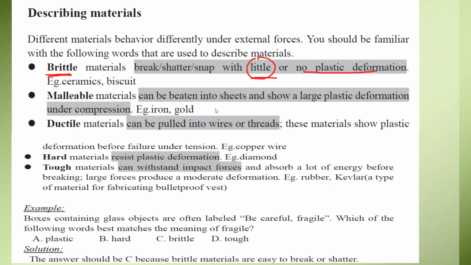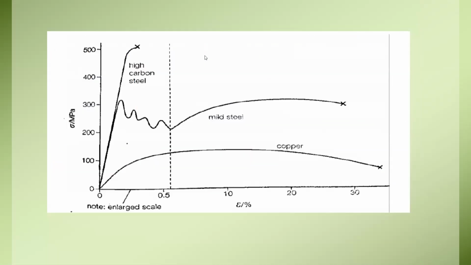So there should be no or very little plastic deformation. If I ask from this graph which is a brittle material, is it high carbon steel, mild steel, or copper? The definition of brittle is that there should be no or little plastic deformation.